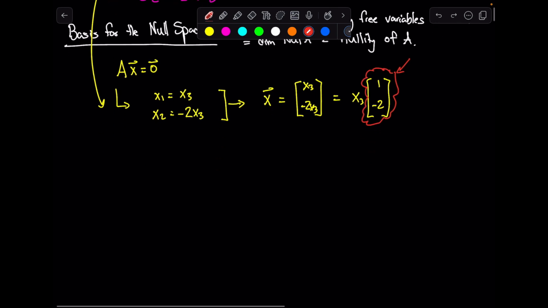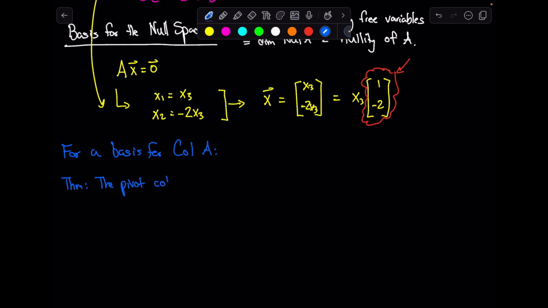When it comes to the column space, so for a basis for the column space of A, all we're going to look at is the pivot columns. So, small theorem: the pivot columns of A form a basis for the column space of A.